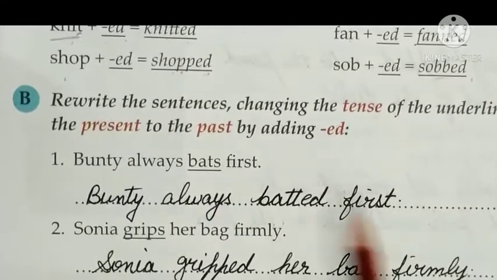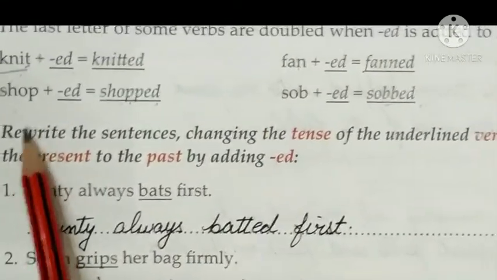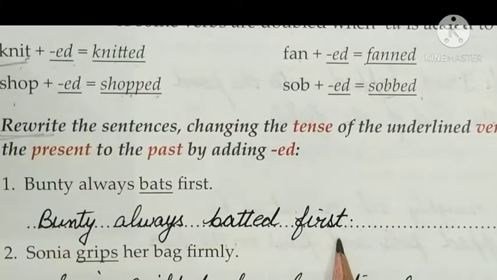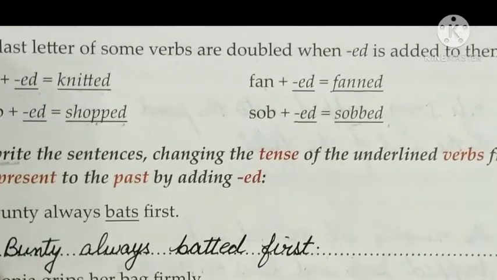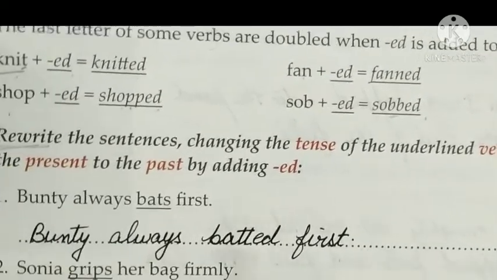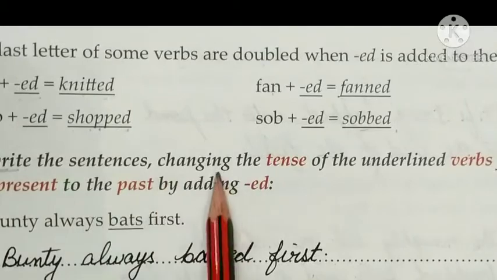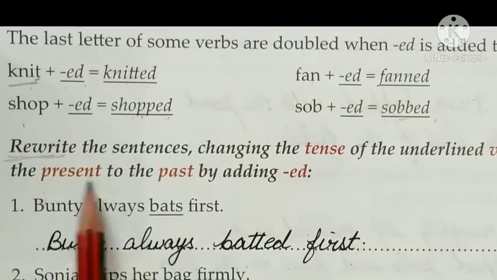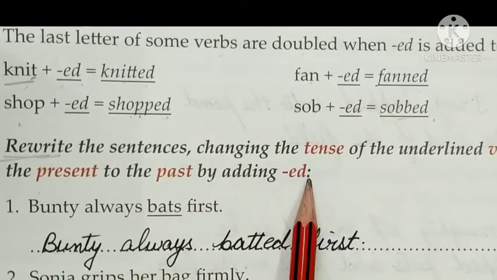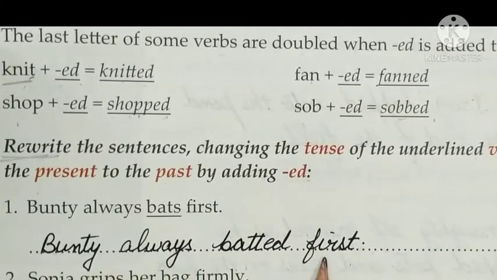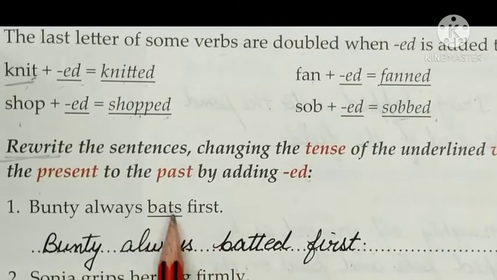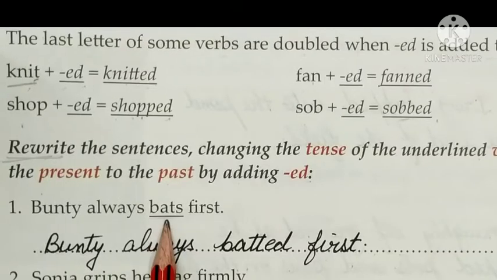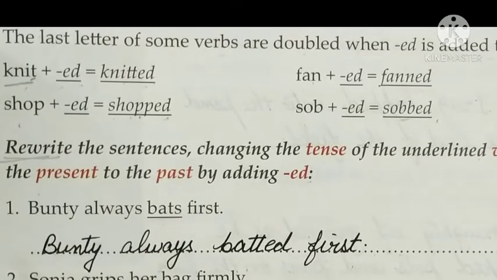Okay. Now let's see the exercise part. Rewrite. Rewrite means, children, you have to write in the full sentence form. Always remember this. Otherwise your marks will get cut in the exam. Rewrite the sentences changing the tense of the underlined verbs from the present to the past by adding ed. Now what you have to do, you have to rewrite the sentence and change the tense. These underlined verbs are there. It is given in present and you have to make it past.